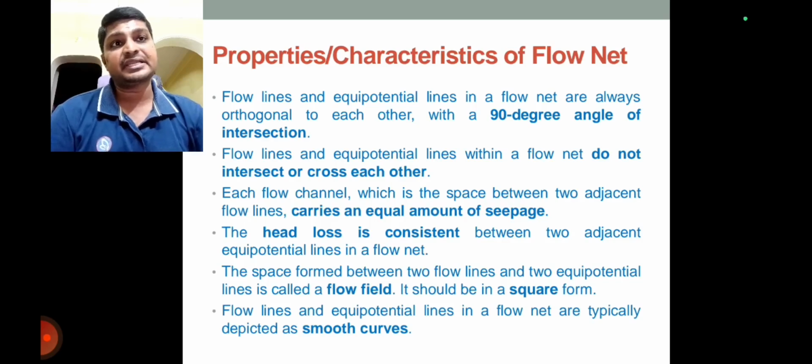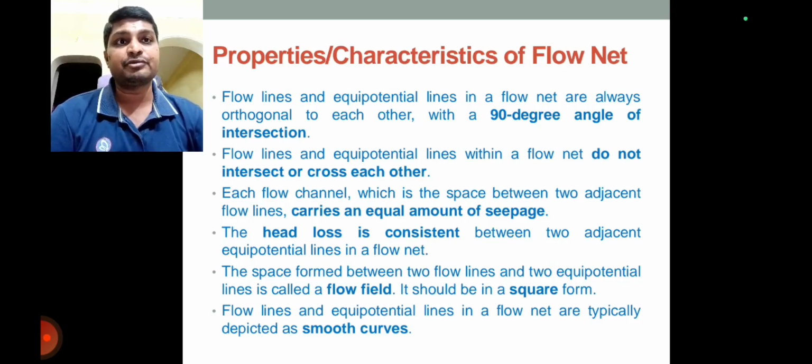Now the properties and characteristics of the flow net. By knowing the characteristics and properties, we can apply them in several ways. The flow lines and equipotential lines in a flow net are always orthogonal, or 90 degrees to each other. That is the first characteristic of the flow net.